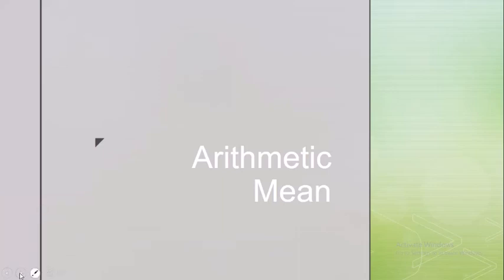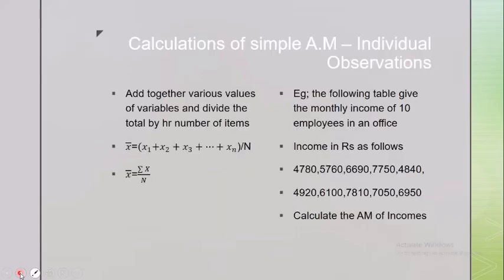Today we will learn about arithmetic mean and the different formulas that are used to find the average, or the arithmetic mean. First, we will look at the calculation of a simple arithmetic mean, that is, when individual observations are given. When individual observations are given, you can always stick to this formula: x bar is equal to x1 plus x2 plus x3 plus etc. xn divided by n, and that is equal to summation x by n.